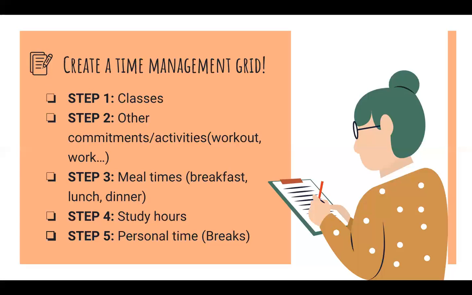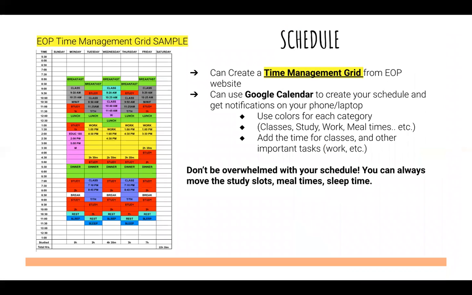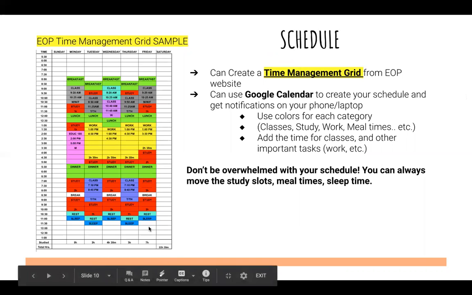Okay, so now that we just mentioned the 5 steps that I want you guys to think about, I'm going to show you how this time management grid will end up looking. So on the UCSC EOP website, you could search for EOP time management grid. So I just put that, you can create a time management grid from the EOP website. You will then download this Excel file. So what you see is an example that I created.